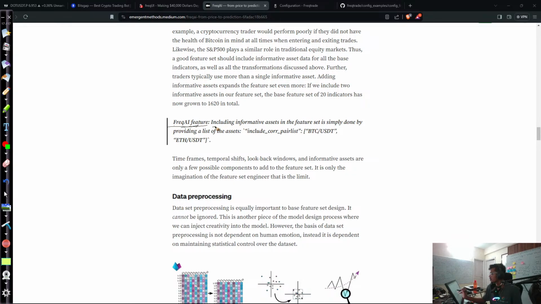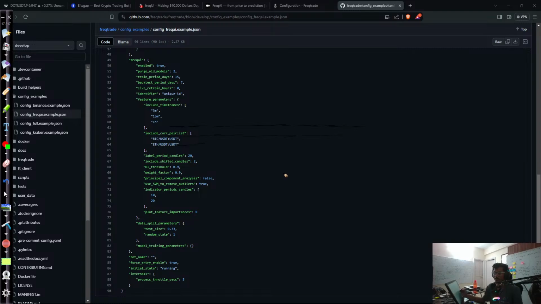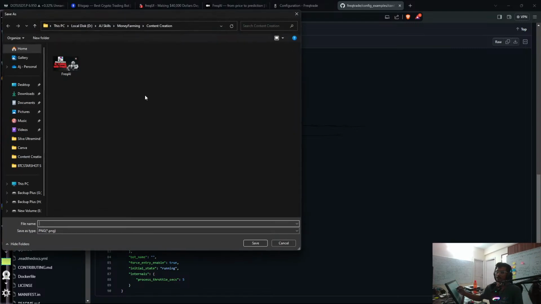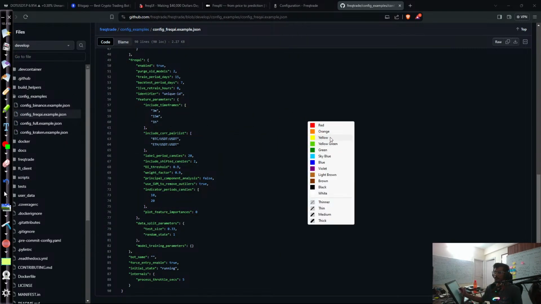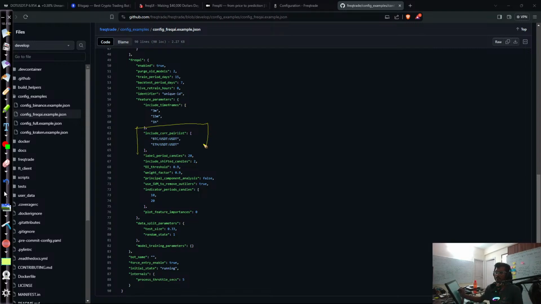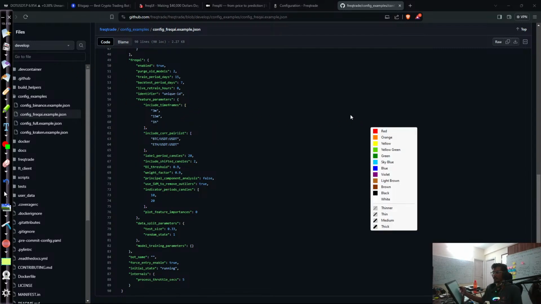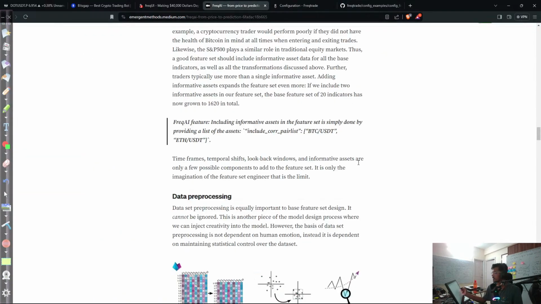In FreqAI, including informative assets in the feature set is simply done by providing a list of assets, which is the correlated pair list, which is Bitcoin USDT and Ethereum. So in order to show you here, see this one. That's your informative correlated pairs, Bitcoin and Ethereum. All right, so let's go on and continue.